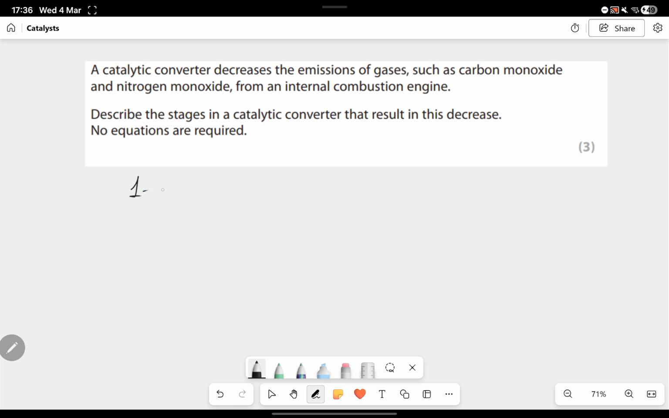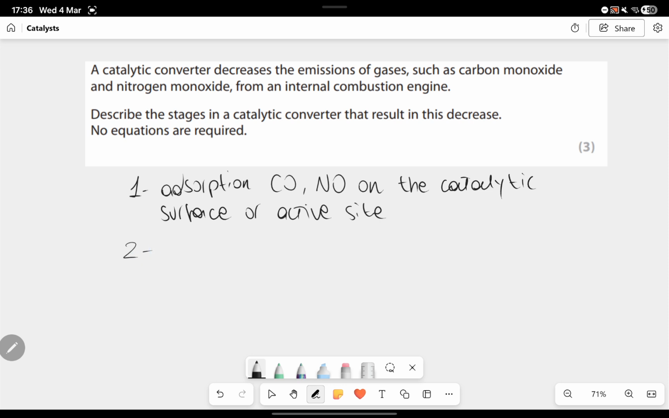Mark number 1 is for the adsorption. We can go more specific, of course, in this example because we have adsorption of what? Carbon monoxide and nitrogen monoxide molecules on the catalytic surface, or you could also say on the active site. Second mark, what is the consequence of this adsorption? It is the weakening of the bonds. And the same mark would be worth it if you say the chemical reaction between carbon monoxide and nitrogen oxide. If you also say breaking the bonds, it's fine.